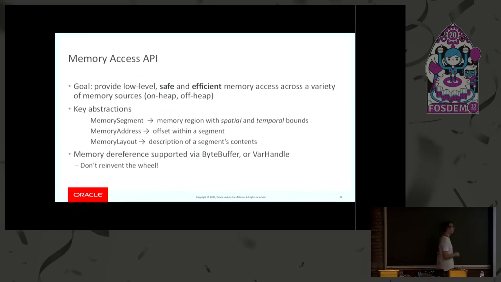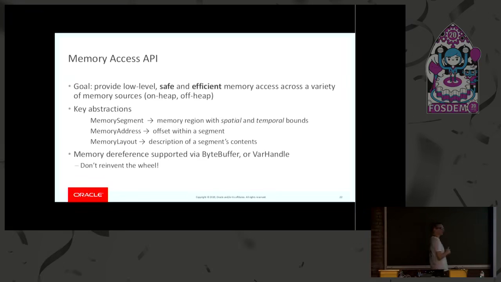So enter the memory access API. It's a new API. It's a safe API, so the goal here, and we will see that even more later, is absolutely no VM crashes. So you should never get a VM crash while trying to access heap memory using this API. It's as safe as ByteBuffers are.